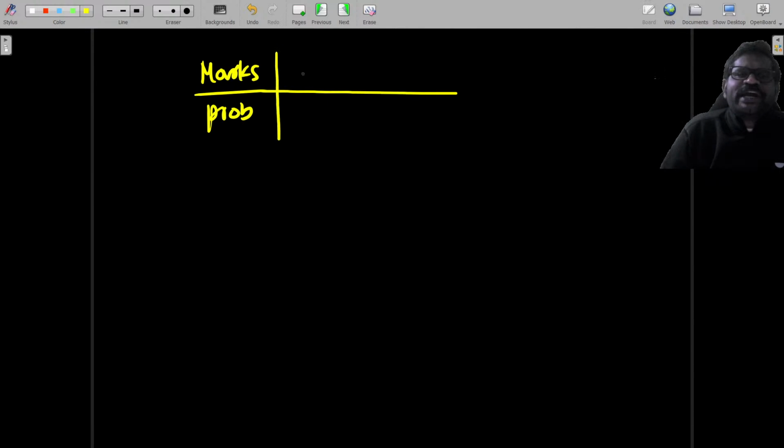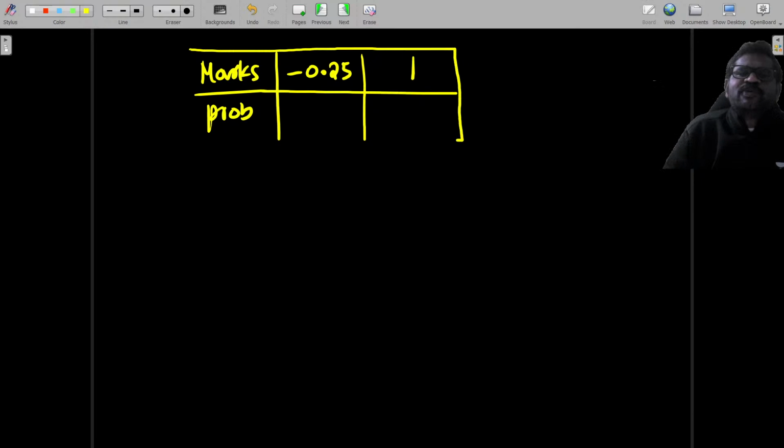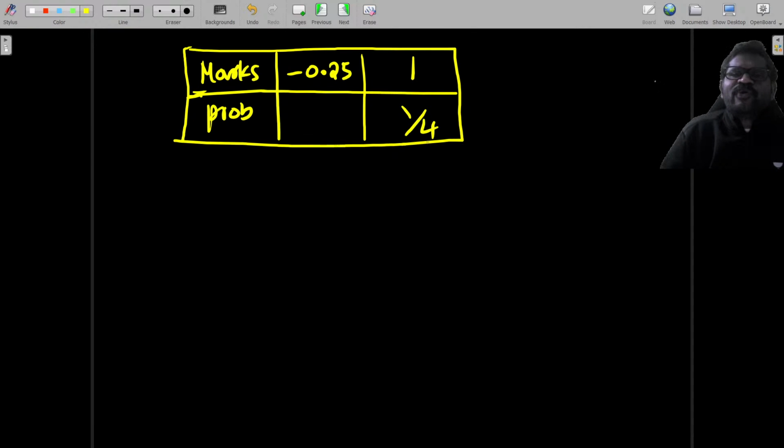Now first you have to prepare the probability distribution table, marks and corresponding probability. If the student answers the question correctly, he will gain 1 mark. If the student answers incorrectly, he will lose 0.25. That's why the probability of getting the correct answer is 1 by 4, because they have selected the options among 4 options. Therefore 1 by 4. Incorrect is 3 by 4.